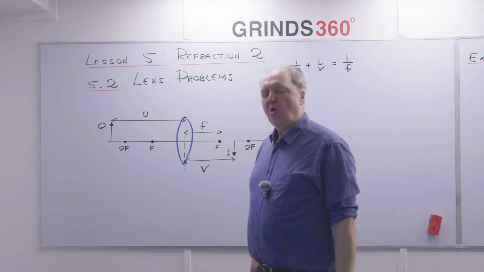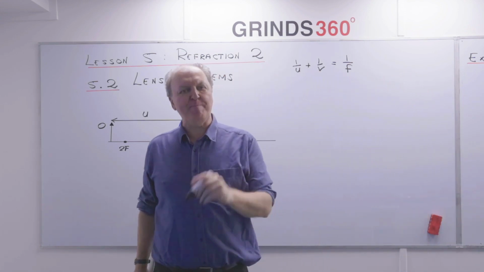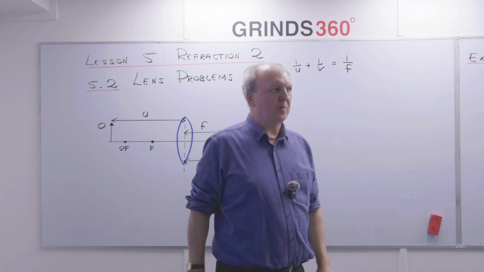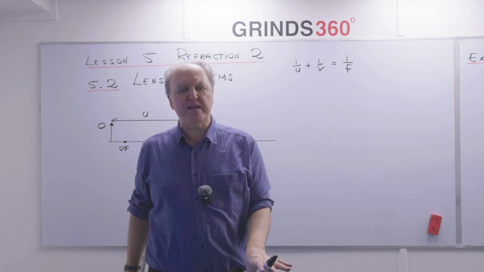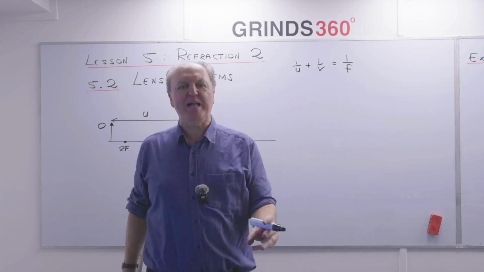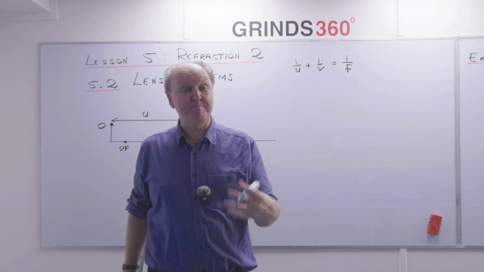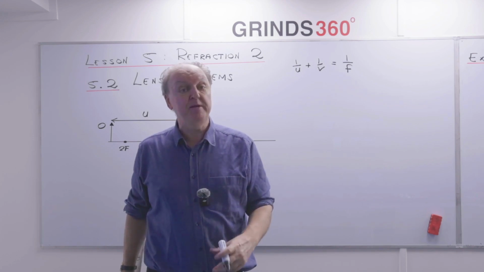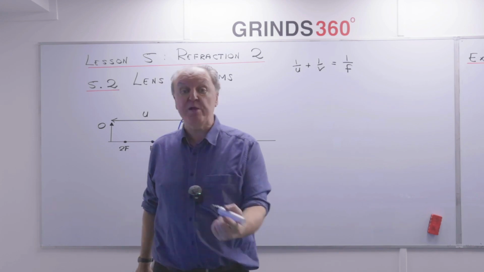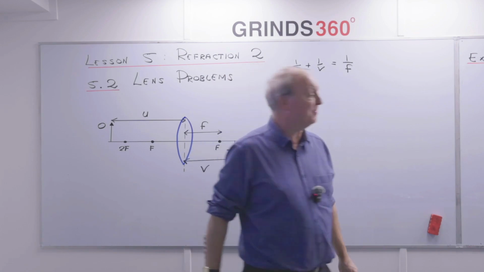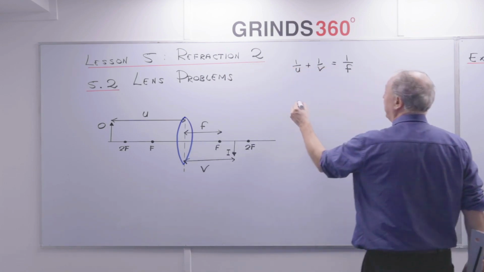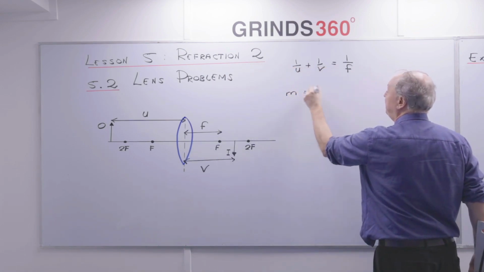What else do I need to know? Well, you need to know a thing called magnification. We always take the absolute value of the magnification. If the absolute value is bigger than 1, it's magnified. If it's less than 1, it's diminished. And if it's equal to 1, it's the same size. The formula for the magnification M is v over u.